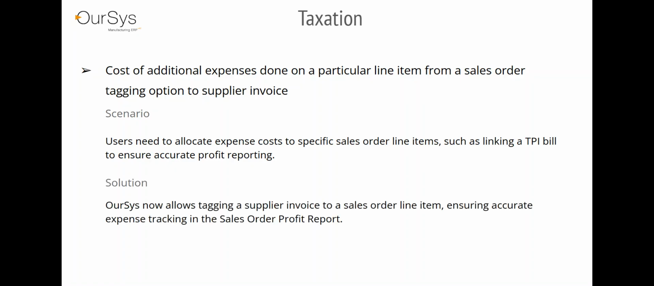This ensures that when they calculate profit, all the related expenses are considered, giving them an accurate profit report. So OurSys now allows users to link a supplier invoice directly to a specific line item in the sales order. This will ensure that the cost of that item is correctly recorded and reflected in the sales order profit report. Within this report, users can track expenses more accurately, helping them see the true profitability of each line item in the sales order.